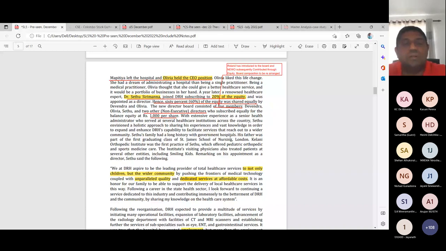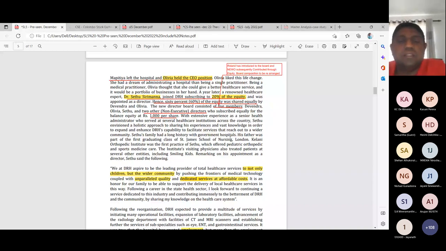Repositioned hospital now. Sethu's family had a long history with government hospitals. His father was part of the first graduating class of St. James School of Nursing in London. Kalyani Orthopedic Institute was the first practice of Sethu, which offered pediatric orthopedic and sports medicine care. The institution's visiting physician also treated patients at several other entities, including Smiling Kid. Remarking on his appointment as a director, Sethu said the following. Now see, there is a new person coming onto the scene, Sethu Siriman. He now has 20% ownership of this hospital. He is coming from a doctor family, a very well-known family. That person wants to make a lot of changes here.